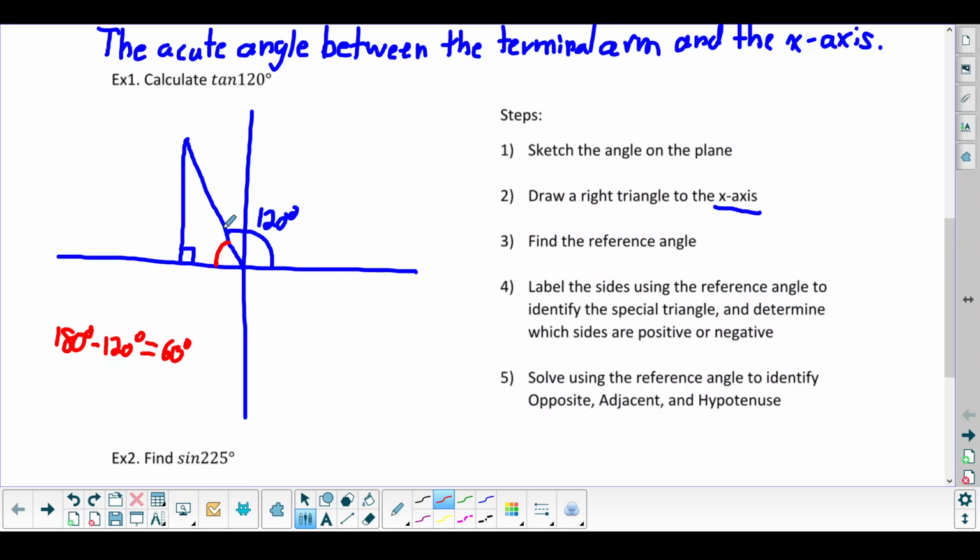That's one way to find it. Another way to find it is to go, well, I know that this is 90 degrees between the y-axis and the x-axis, and it's total 120, so this has to be 30 degrees up here. I'm going to erase that.